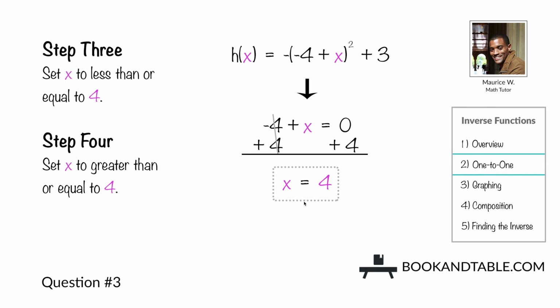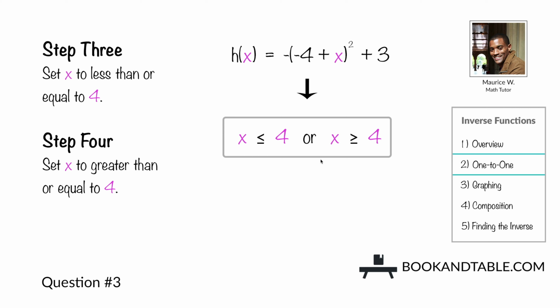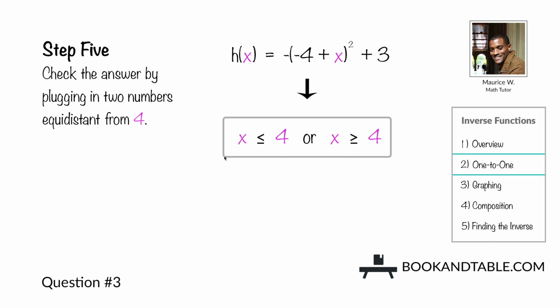So step 3, we want to set x to less than or equal to 4. And step 4, we want to set x to greater than or equal to 4. So the answer for question number 3 is x is less than or equal to 4 or x is greater than or equal to 4. And we can check the answer by plugging in two numbers equidistant from 4. So we'll plug in x is 3 and we'll plug in x is 5.